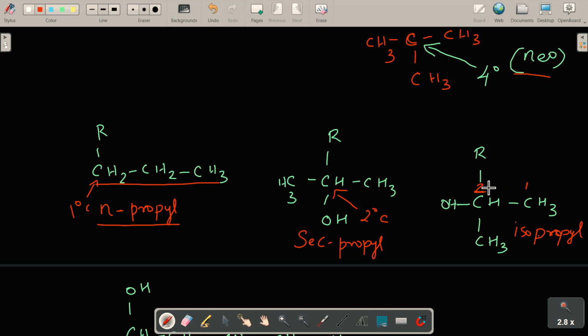1 and 2. Usually it will be in the second carbon atom. It should have been attached to the second carbon atom. Then we call it an isopropyl group. So I'll repeat it again.